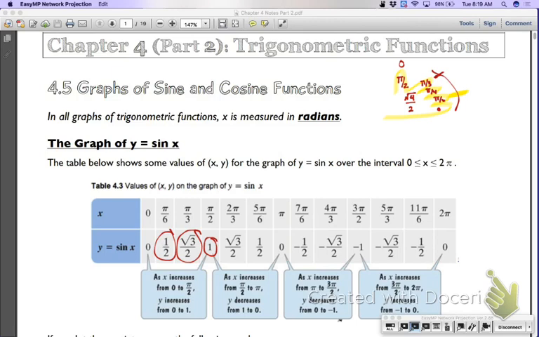Notice what happens to your values as we start to roll through. What do you notice about your values from where we start at 0 to where we go to pi? It's the same values, right? It goes from 0 to 1/2 to the square root of 3 over 2 to 1. Then it goes back down from the square root of 3 over 2 to 1/2 back to 0. It's basically like a parabola, if you think about it that way.